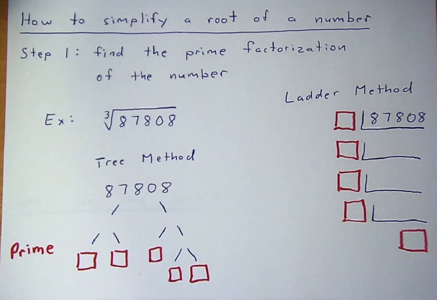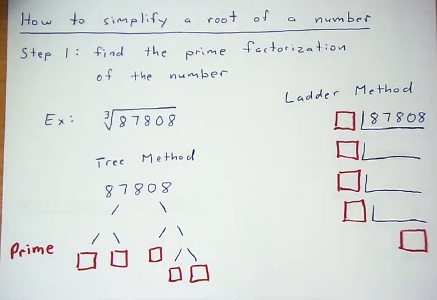If you don't remember how to do that, I will link the videos where I explain these two methods in the description below. So at this point, I want you guys to pause the video, try to do the prime factorization of 87,808, and write down whatever notes you want from this. Continue with the video, press play when you're ready.